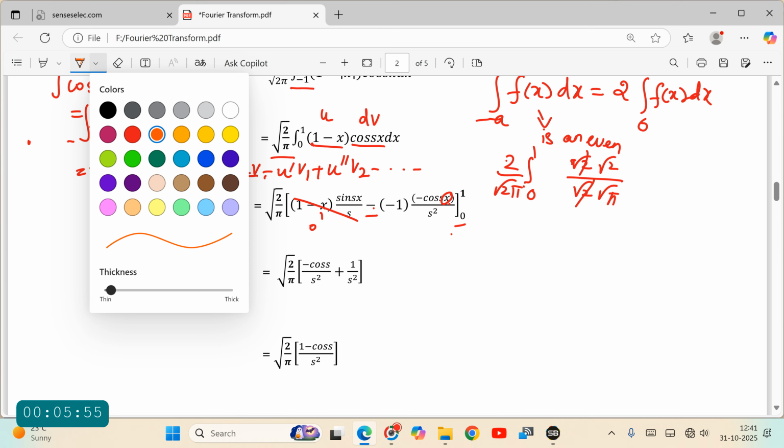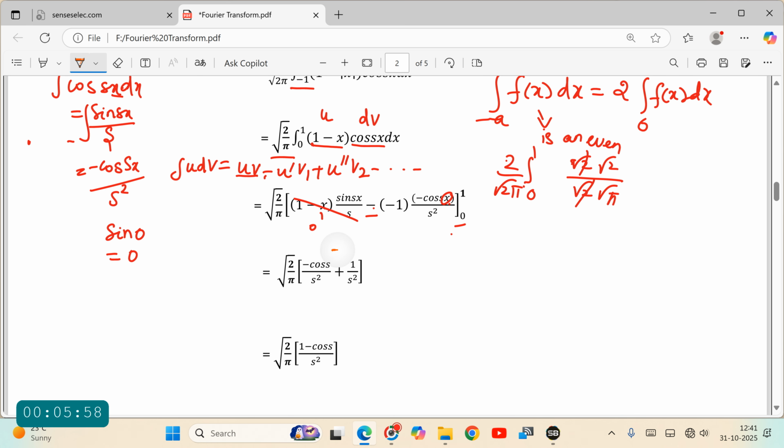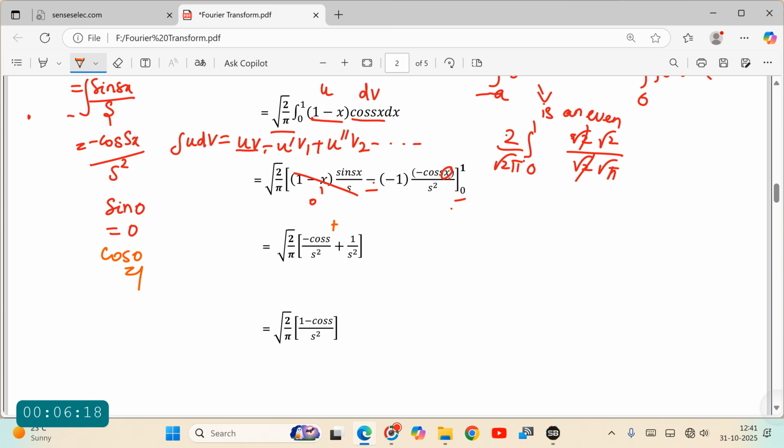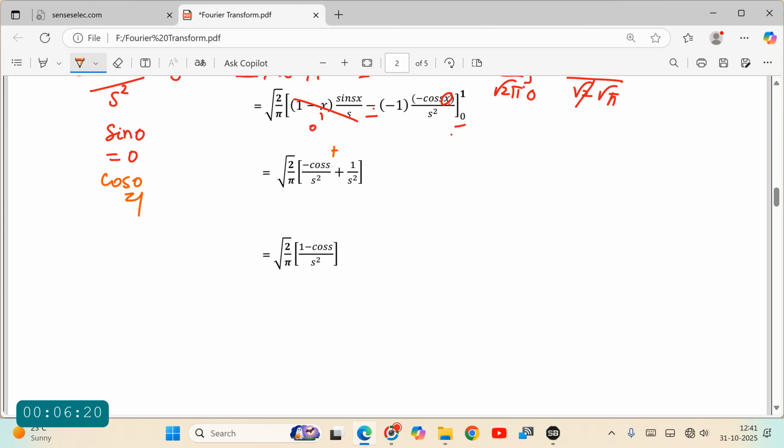So divided by s square. Then there is a minus, minus into minus 1 plus 1 cos 0. What is the value of cos 0? Cos 0 is equal to 1. So replace the value. The lower limit is 1, 1 by s square. Taking the denominator as common, the numerator is in the form of 1 minus cos s divided by s square. So now we get the answer for the Fourier transform.